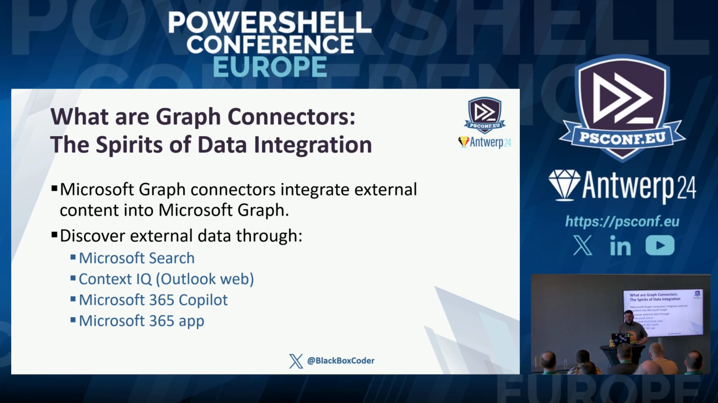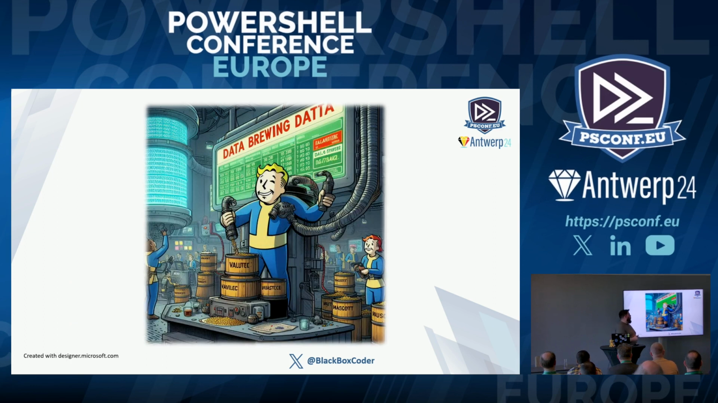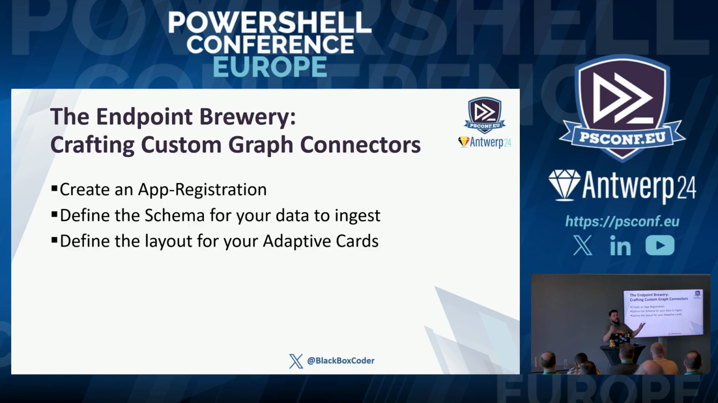Microsoft likes to change names. We all know this. Now we come to the brewery. We are in Antwerp. We have a lot of beer here. So we want to brew something on our own. What do we want to brew? A custom graph connector. What do we need to do for this? We have to create an app registration. We have to define a schema to ingest our data, and later on define a layout for adaptive cards. I know this is a kind of GUI thing, but it's necessary for doing this with SharePoint Online Search, for example, to receive the object itself.